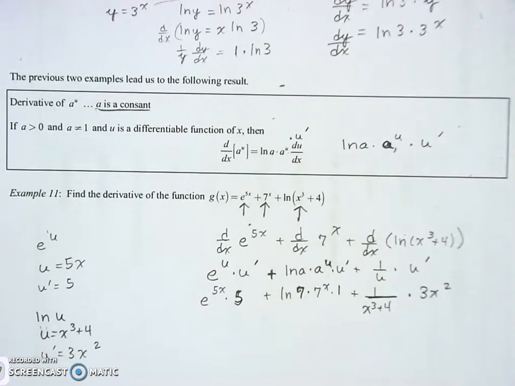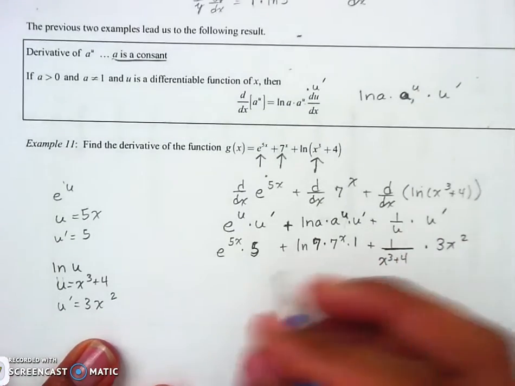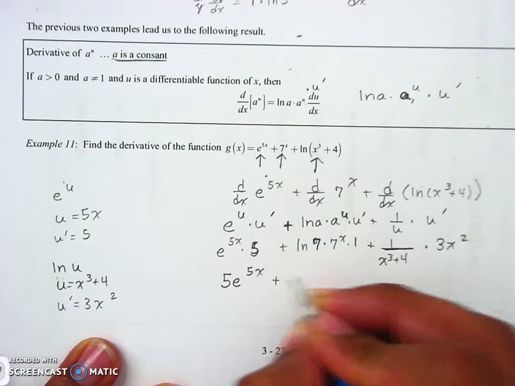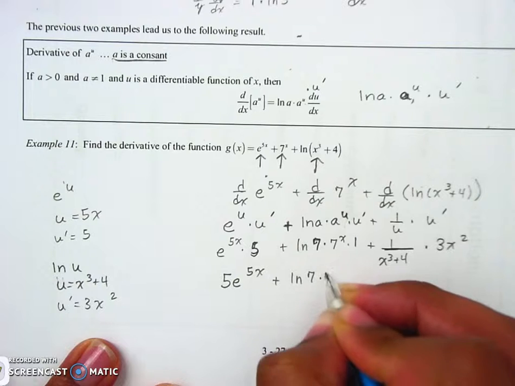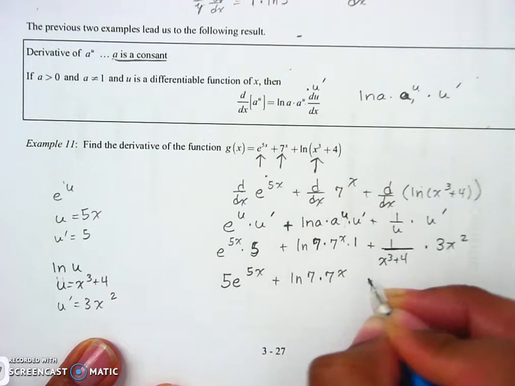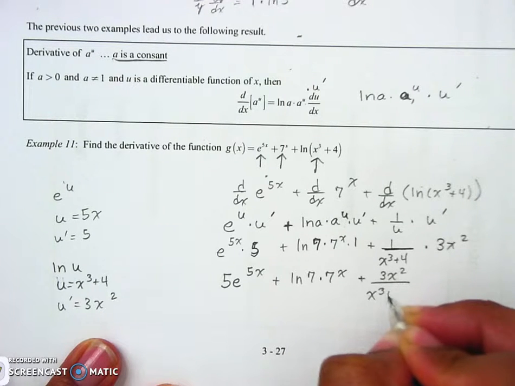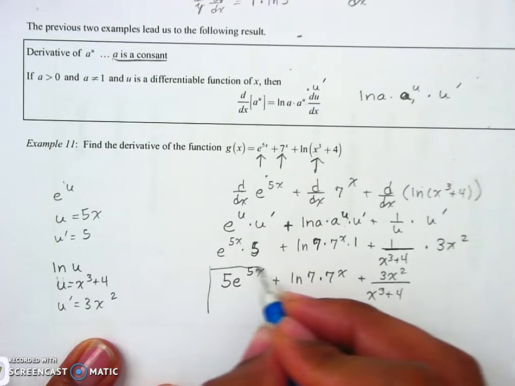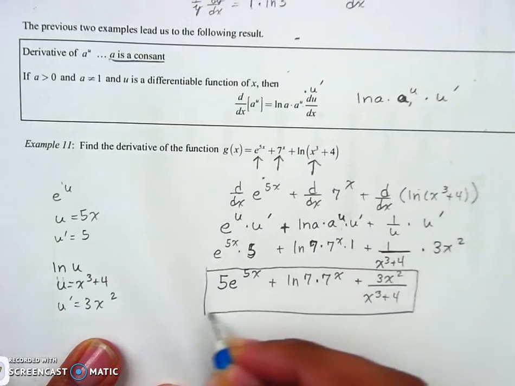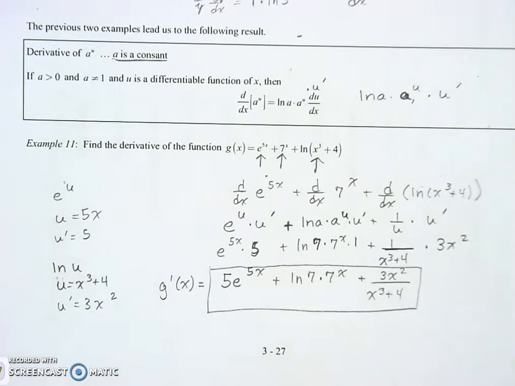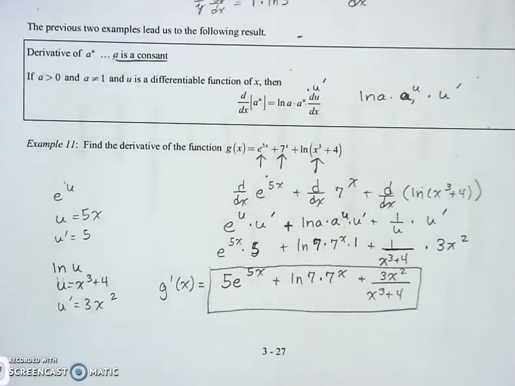Right, then we just simplify everything down and we are done. So we get 5e to the 5x plus natural log 7 times 7 to the x power, plus 3x squared over x cubed plus 4. And that is g prime. So we took everything we talked about in this lesson and put it all into one problem, and we got an answer. Isn't that great?